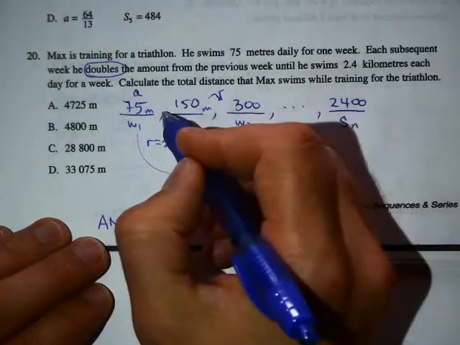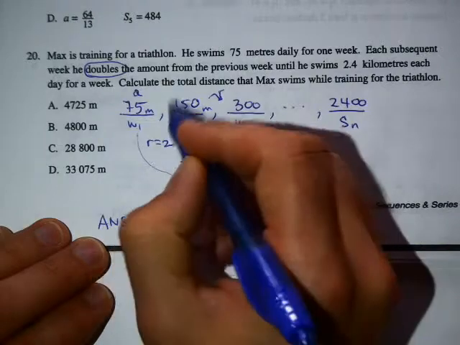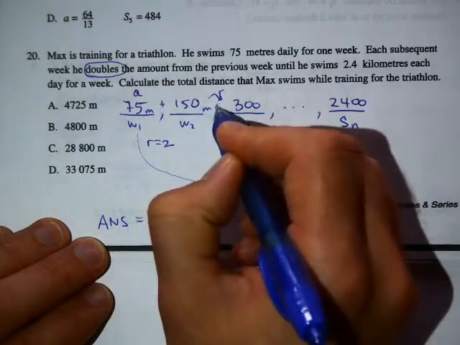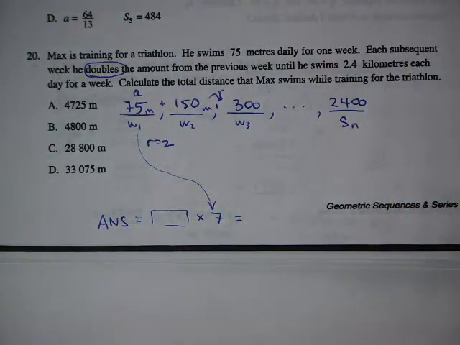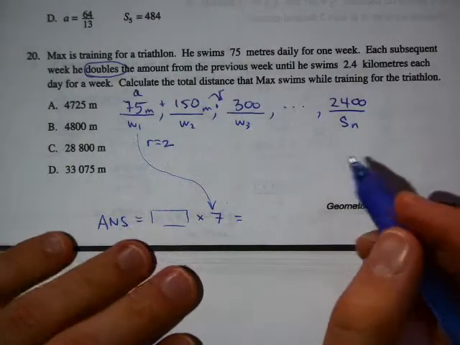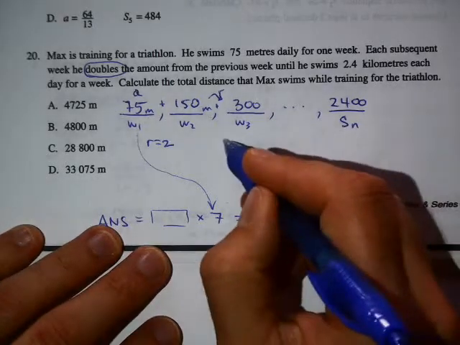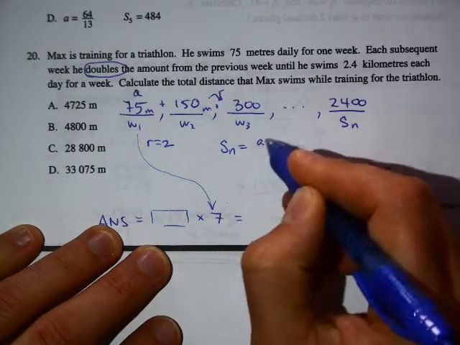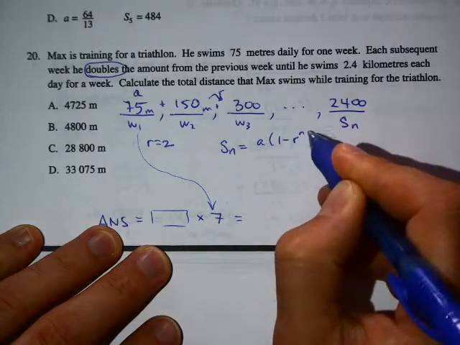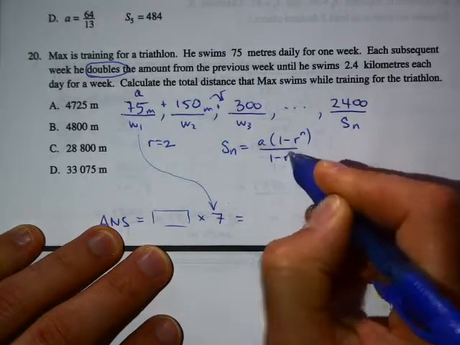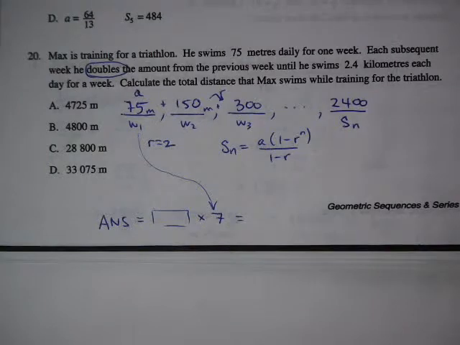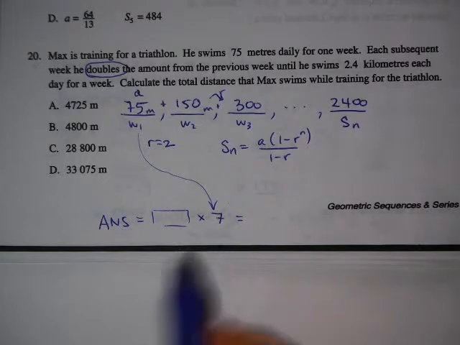We're dealing with a series, okay? So that's what it's going to be. That's our Sn. That's our last spot. So let's fill in our info here with what we know. We've got Sn, a, 1 minus r to the n, over 1 minus r. Times 7, we'll do that at the end. Okay, we'll do that part at the end.